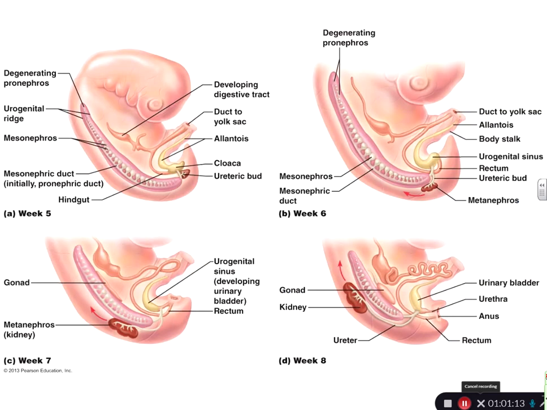So you can see here, this is just sort of a progression from week 5 all the way down to week 8. And you can see here those metanephros, and you can see that they sort of enlarge and they look much more like adult kidneys by week 8. You can also see things like the ureters. You can also see the urinary bladder has formed. So all this forms very early.